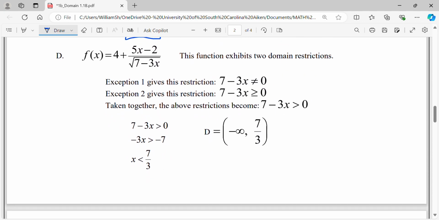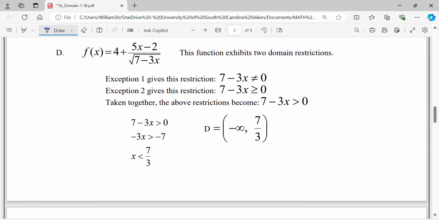All right, let's look at D. D says f of x equals 4 plus 5x minus 2, divided by the square root of 7 minus 3x. Now this function exhibits two domain restrictions. Exception 1 gives the restriction that 7 minus 3x is not equal to 0, because we cannot have a division by 0. Exception 2 gives the restriction that 7 minus 3x is greater than or equal to 0, because we have an even-indexed radical.